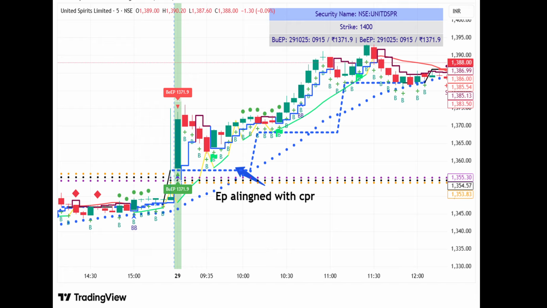So today at the opening bell itself, L&T came and you could have traded in L&T today. Like that, many examples were there. You could have traded in many.